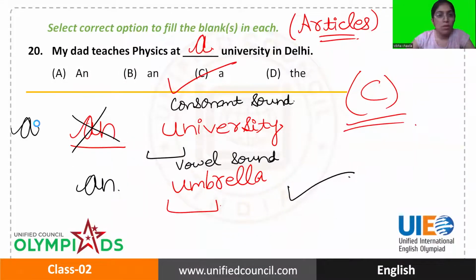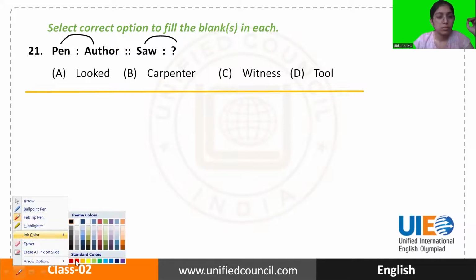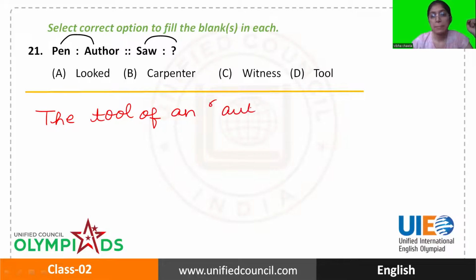Now let's try solving the next question, which is question number 21. If pen is to author, then so is to, if pen is to author, see this relation, then so is to what? Now, the relationship is of this: the tool of an author is pen.